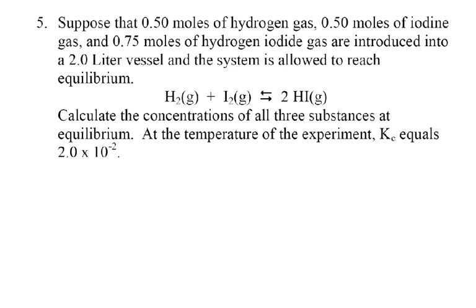Problem 5. We can see here that we have 0.5 moles of hydrogen gas, 0.5 moles of iodine, and 0.75 moles of hydrogen iodide in a 2-liter vessel. We need to calculate the concentration, and that's important, of all three substances at equilibrium. Now, an important idea is that anytime we have these problems, a lot of times students get very nervous.